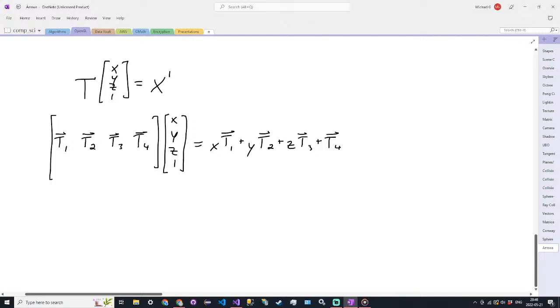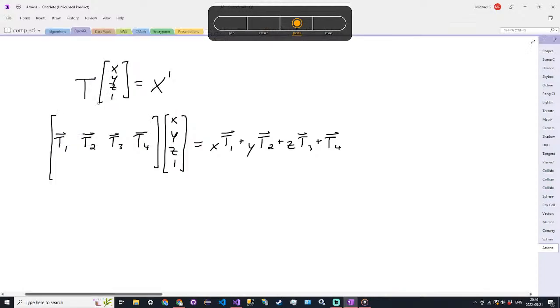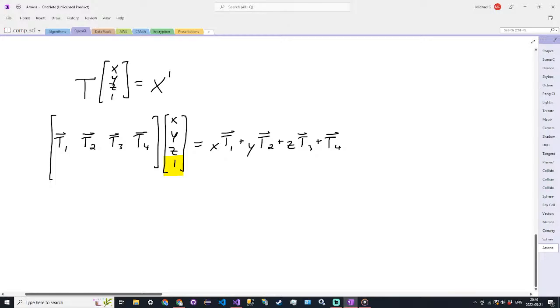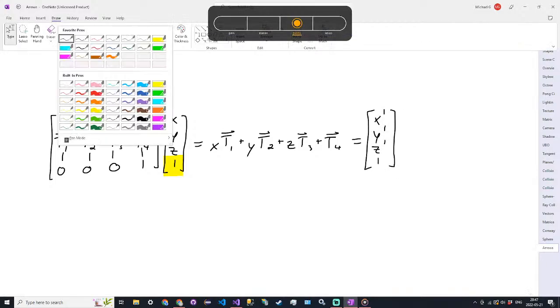And given that we have a constraint where this last component in the position always has to be 1, we can also further assume that the row has to be zeros except for 1. So T4 is just some values. So these all become 3D vectors now. And no matter how we do this, we see that this will always give us an x prime, a y prime, a z prime, and a 1. So this 1 has to be there.